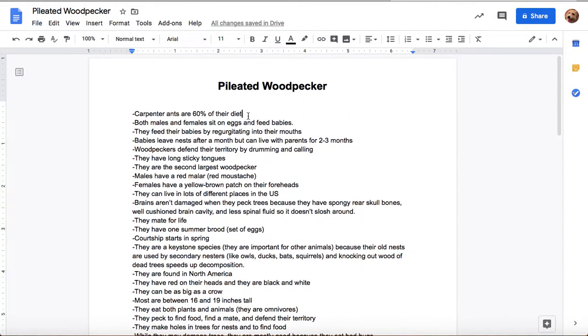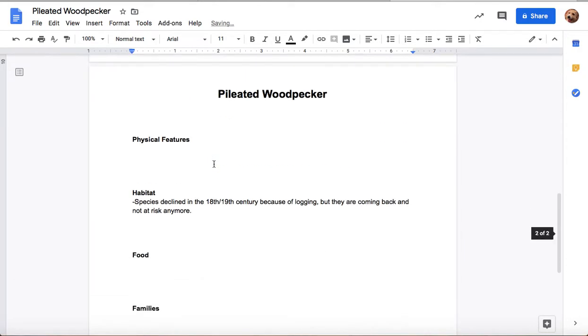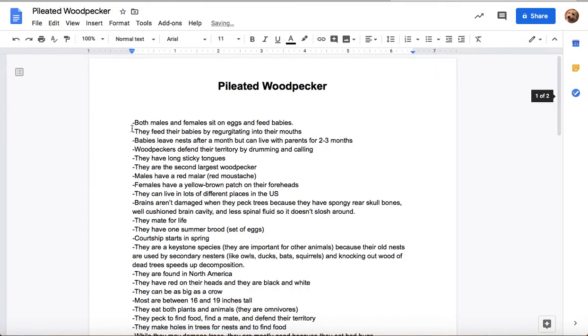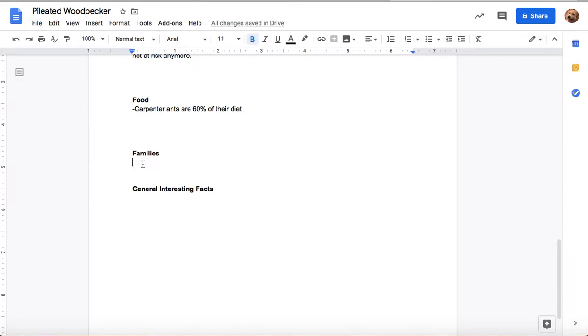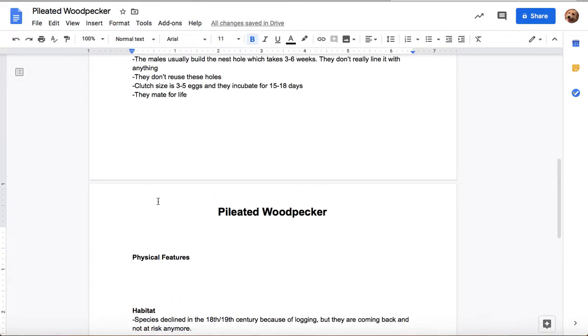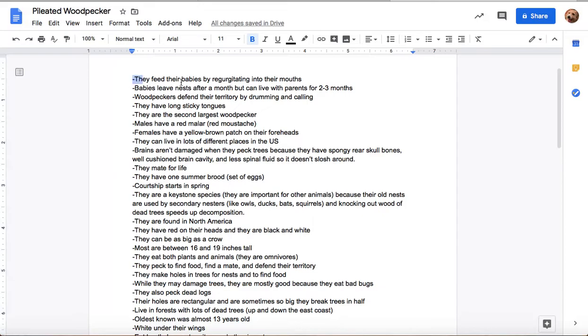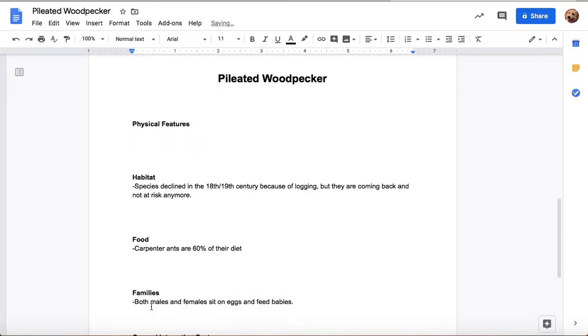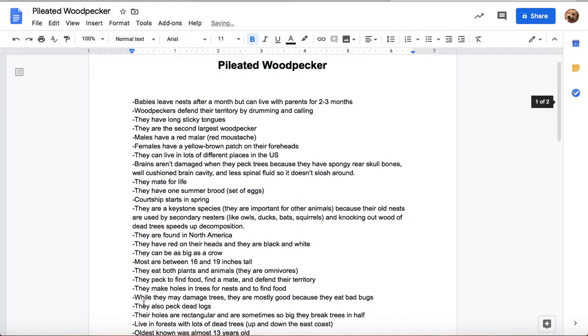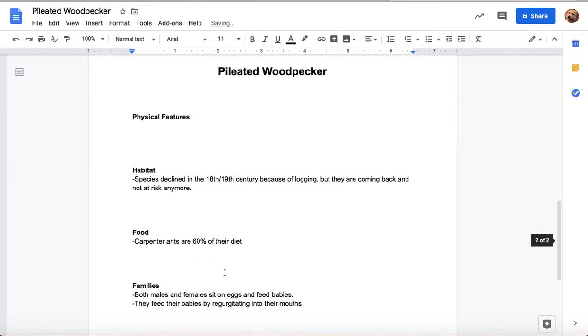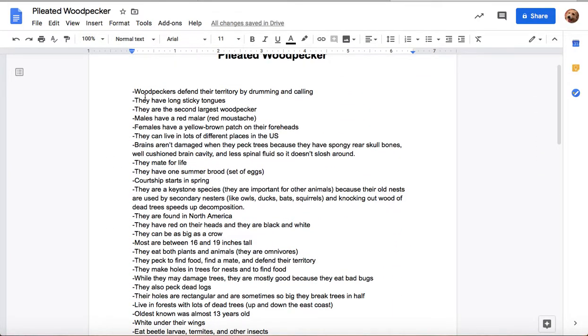Okay, so carpenter ants are 60% of their diet. That is going to be food. Both males and females sit on eggs and feed babies. That's going to go under families. I might rename these later, but I'm just sorting them right now. They feed their babies by regurgitating into their mouths. Gross. All right, I'm going to put that under families. Babies leave nest after a month but can live with parents for 2 to 3 months. That's also families. Woodpeckers defend their territory by drumming and calling.